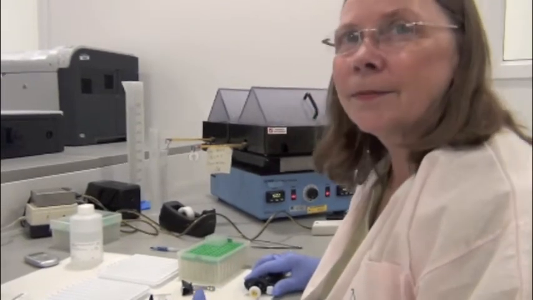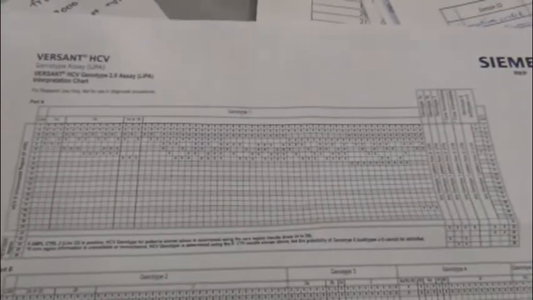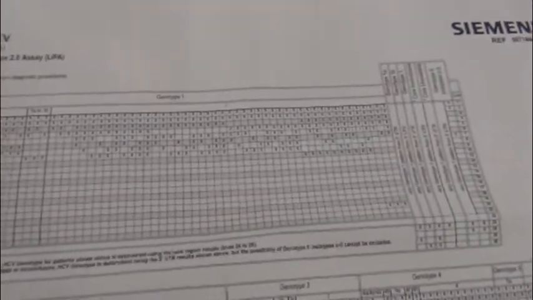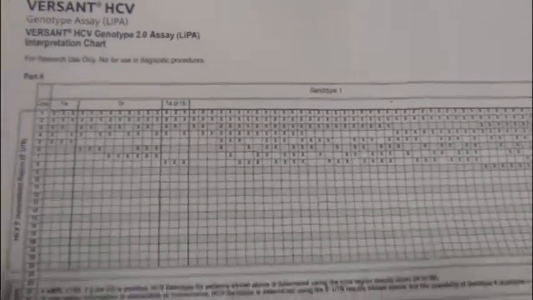Often we can't, just because you see the chart here. Look at all the possibilities. All of this is genotype 1. All of this is genotype 1. If you have any of those, you can't say it's 1A or 1B. You can just say it's 1. There's a little overlap bit right here.